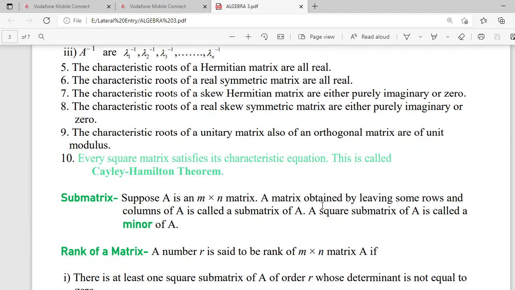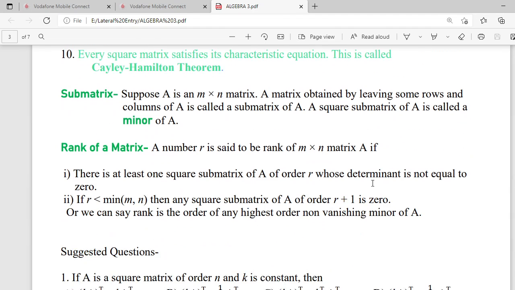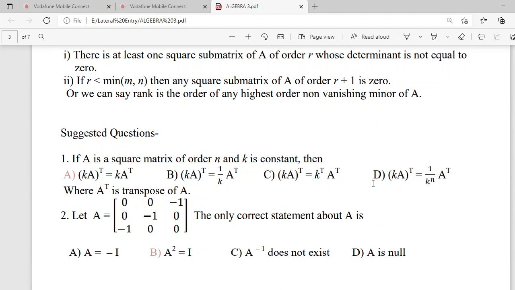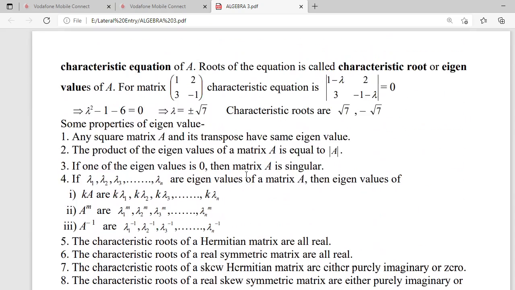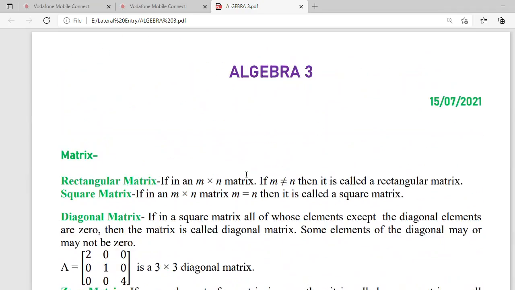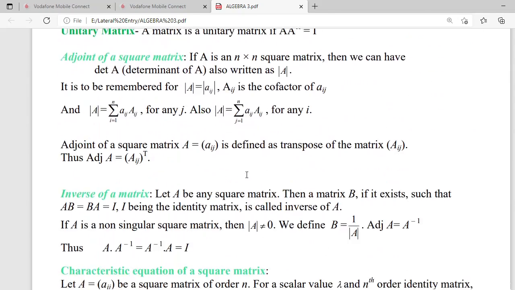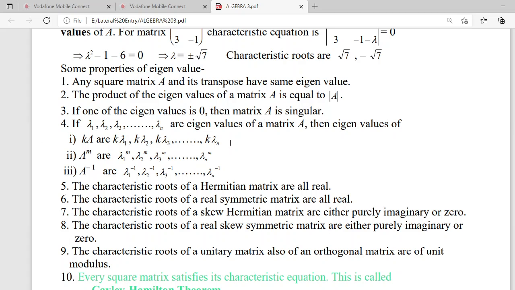So this is submatrix. We have discussed these things. Then rank of matrix. So these are the questions. Now this one you see: A is a square matrix of order n and k is a constant. Then k A to the power t. This we are having from this one. And one thing you can see. These are the properties of characteristic roots. So these are eigenvalues or eigenroots, etc.